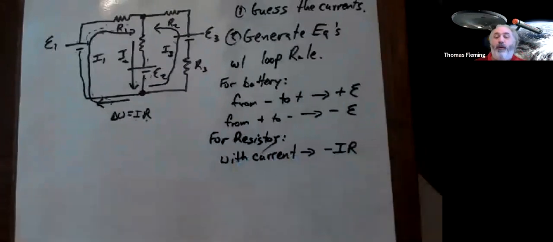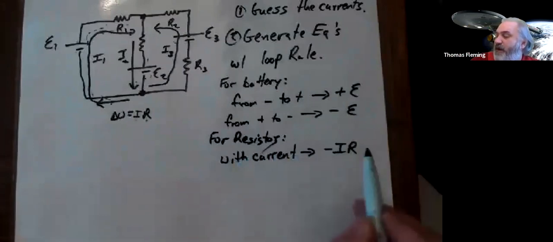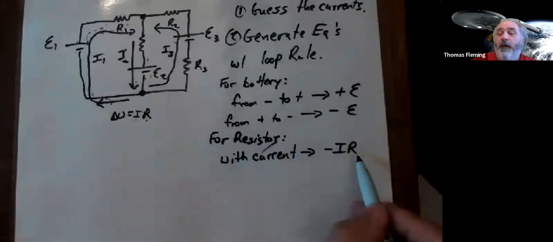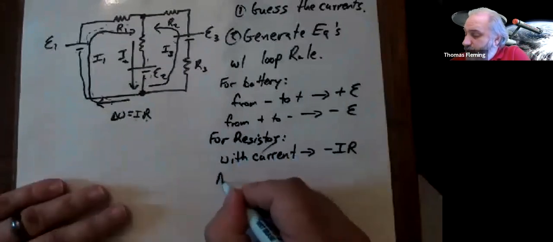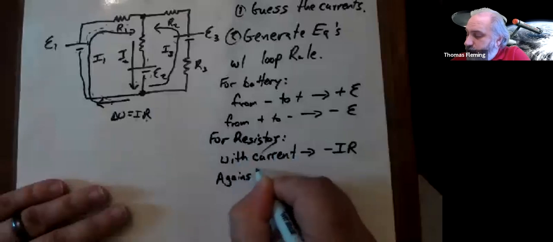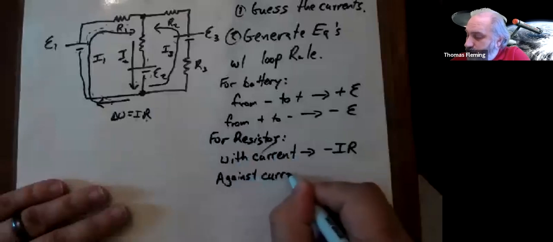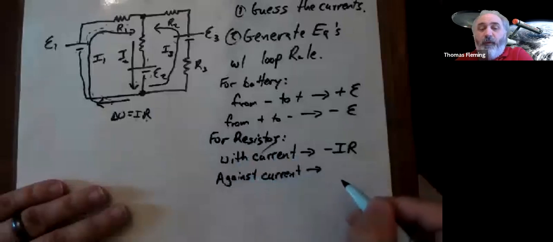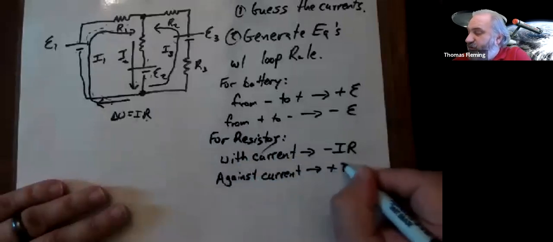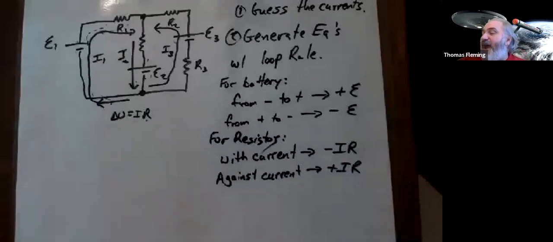So the voltage change, if I'm going with the current, will be negative whatever the current is times R. But if I end up going against the current, it would be a voltage increase. And this is why we had to make a guess about the direction of all the currents: by making that guess, we could then know whether to make all those IRs positive or negative as we develop our loop rule equations. And again, it doesn't matter whether we guess correctly or not.